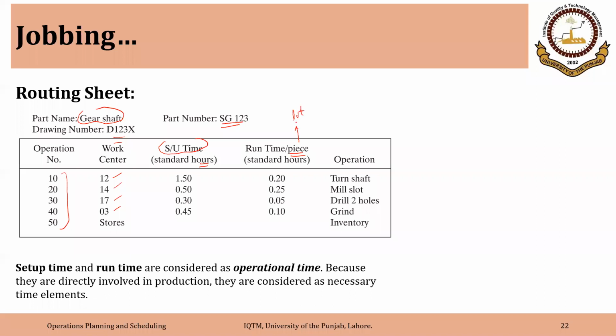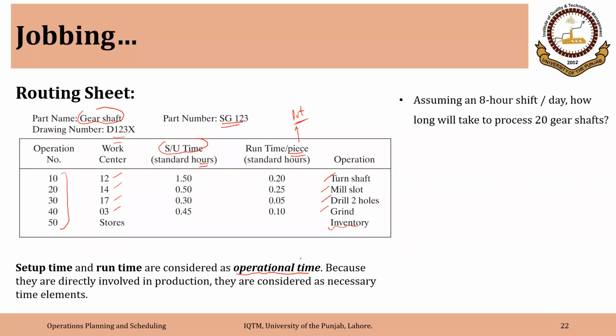So this time, however, can be per piece, or this can be per lot as well. So you have to be careful while making calculations whether the run time given is per piece or per lot or batch. And then there is some description of the operation. So the first operation is turning, the second is milling, then drilling, grinding, and the last operation is simply moving the product to the stores or inventory. So setup time and run time are considered as operational time, and queue, wait, and move are inter-operational time.